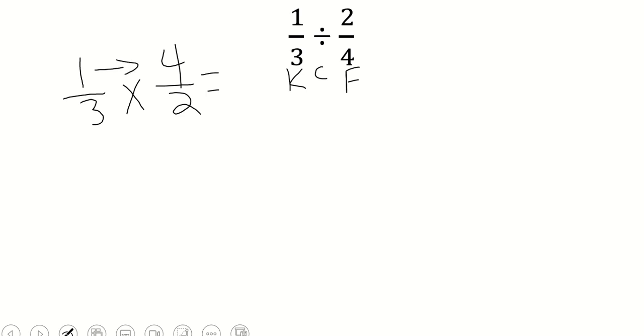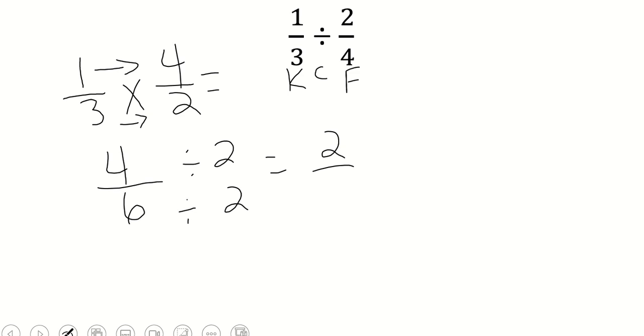Top numbers, 1 times 4 is 4, and 3 times 2 is 6. And then I simplify. These are even numbers, so I know that a common factor is 2. So that would be 2/3. My final answer is 2/3.